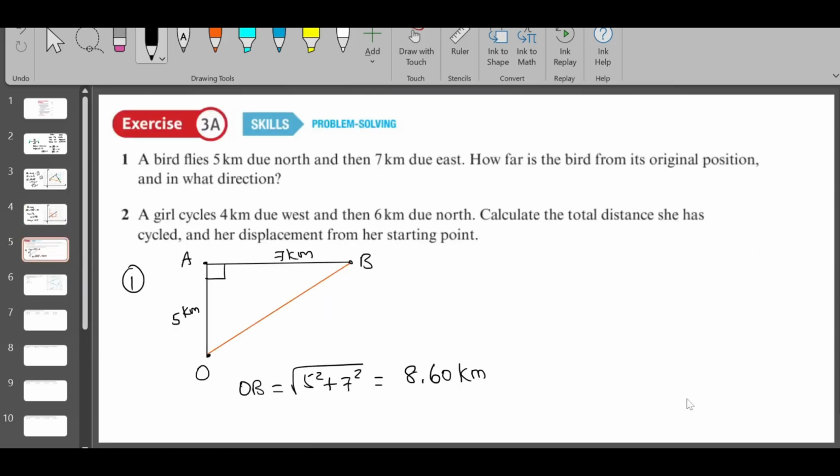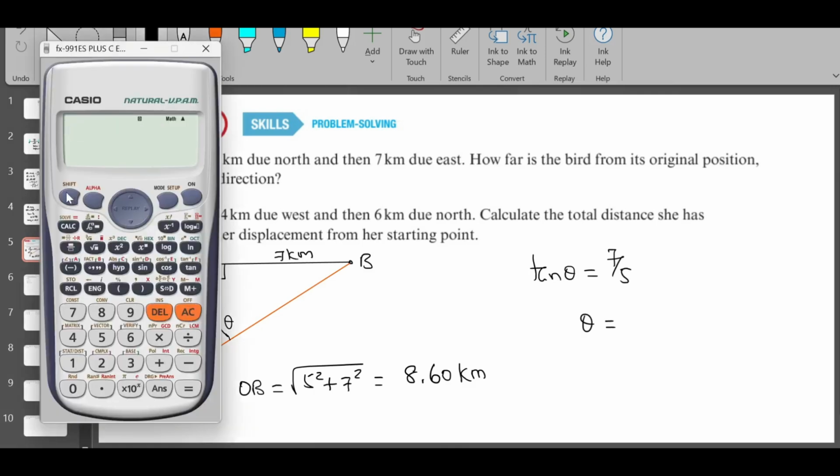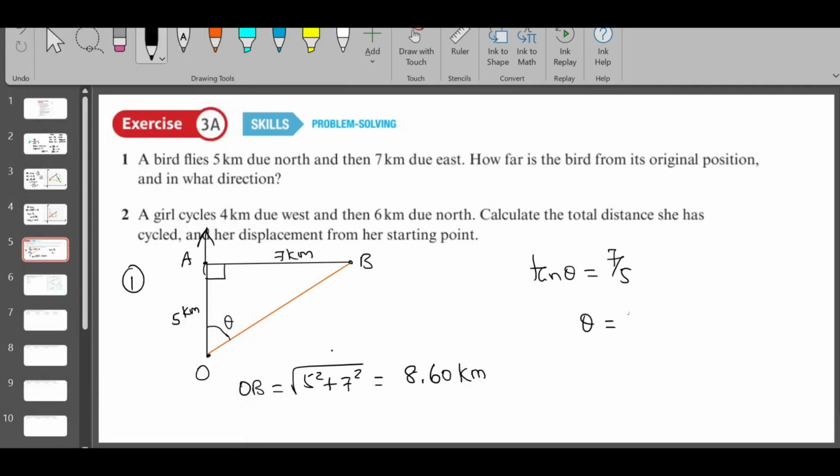The question clearly says, how far from its original position, that's 8.6 kilometer, in what direction? So since this is north direction, we need to find this, this is the bearing, right? So you can find tan theta is 7/5. Theta is tan inverse of 7/5. That's 054 degree to the nearest degree on a bearing of this. So we need the distance and the bearing also to mention the direction.